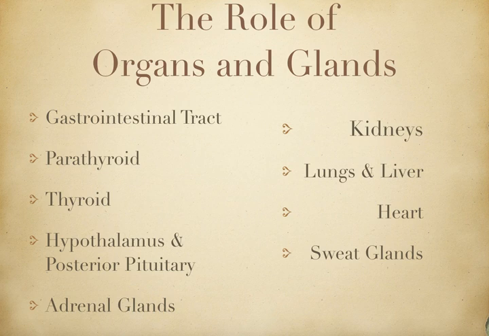The parathyroid has a role in secreting parathyroid hormone, and that helps draw calcium into the blood and helps move phosphate to the kidneys for excretion. Our thyroid gland secretes calcitonin to help prevent calcium release from bones. The hypothalamus and posterior pituitary produce and secrete ADH. Our adrenals secrete aldosterone, which influences sodium and potassium balance in the kidneys. So a lot of organs are involved with keeping everything in check.